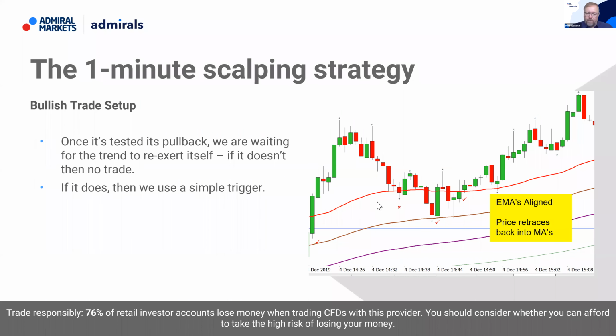Once price has closed beneath the 50 period moving average, we wait for price to close back above the 50 period moving average. This might take one candle, it may take several. When it does, you enter long at market. So you're just buying the market on the close of the candle back above the 50 period moving average.